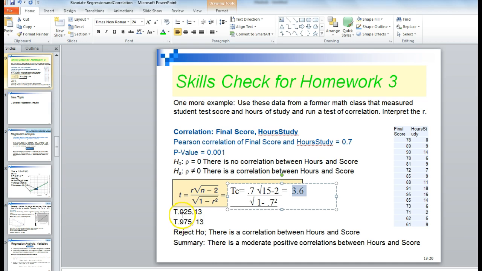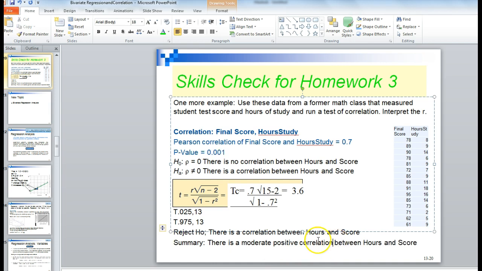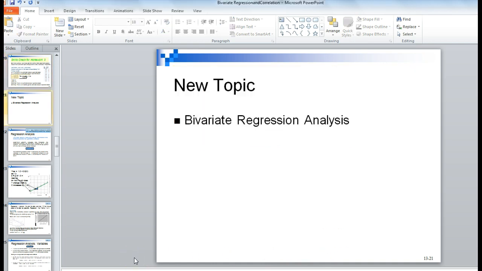My T table values are alpha divided by 2 and 1 minus alpha divided by 2, with 13 degrees of freedom. My p-value is 0 or 0.001, so I will reject. There is a correlation between hours and score. And the summary would be there is a moderate positive correlation between hours and score.